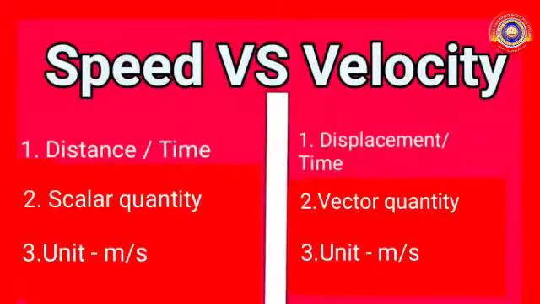Do you remember speed and velocity? Yes, the distance travelled by a moving body per unit time is called its speed, and the displacement travelled by a moving body in a particular direction per unit time is called its velocity. Remember, both have the same unit, meter per second.